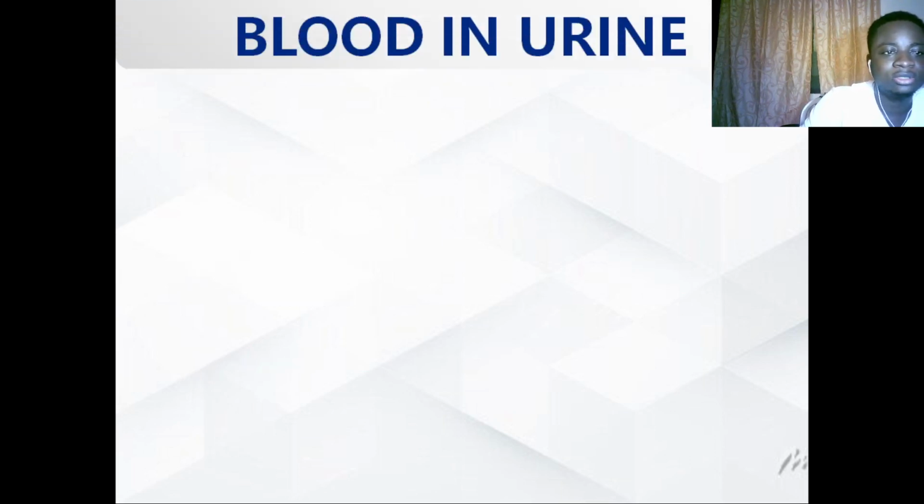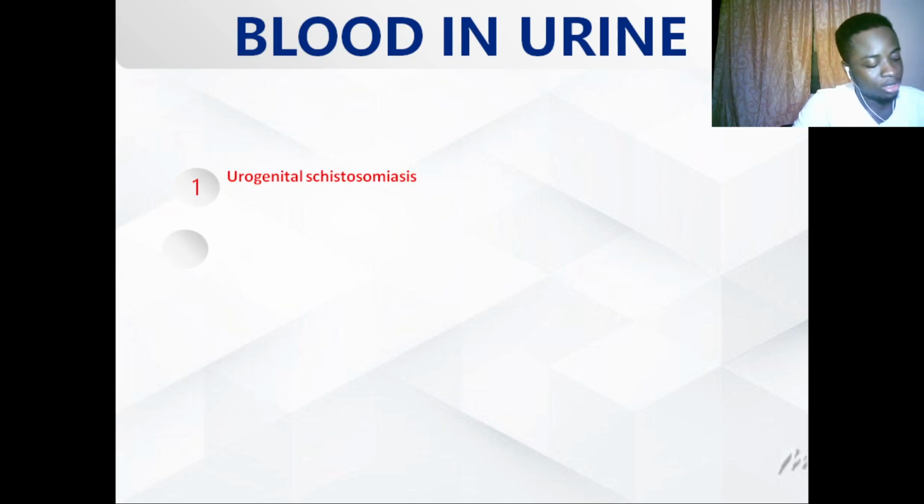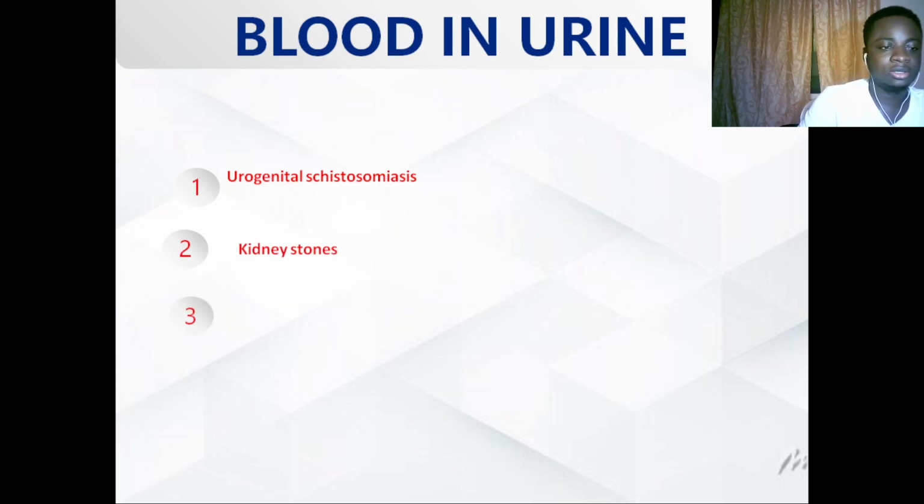Blood in urine. Remember that blood cells are very large and shouldn't be seen in urine. So, urogenital schistosomiasis, Schistosoma haematobium, causes blood to be seen in urine. Okay, very important. Very, very important. Kidney stones can cause blood to be seen in urine. Severe hypertension, high blood pressure, we are likely to see blood in urine.